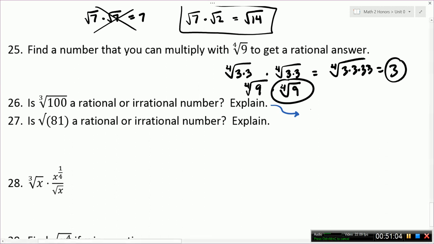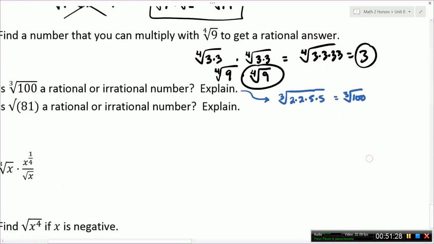So the cube root of 100, well, we know 100 is 10 times 10, or 2 times 2 times 5 times 5. We're looking for sets of 3. We don't have 3 of anything, so that just remains the cube root of 100. We weren't able to get rid of that cube root sign, and so we say it is irrational.